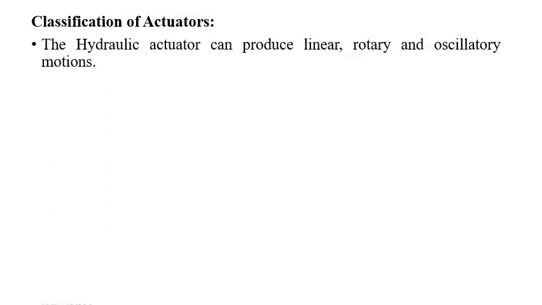Classification of actuators. The hydraulic actuator can produce linear, rotary and oscillatory motions. Hydraulic actuators can produce linear motions like left to right, front to back and up and down movements. Such movements are called linear motions. Rotary motions are circular motions, either clockwise or anti-clockwise. And third is oscillatory motions.